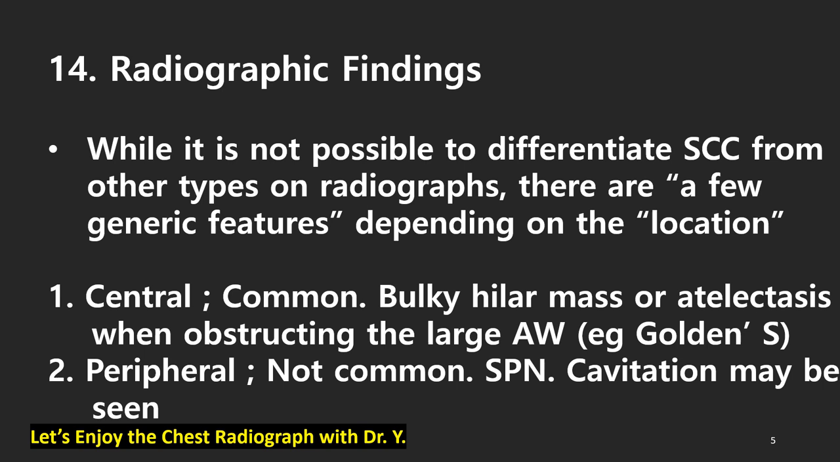Radiographic findings of squamous cell carcinoma. While it is not possible to differentiate squamous cell carcinoma from other types on radiographs, there are a few generic features depending on the location. First, central type: common, bulky hilar mass or atelectasis when obstructing the large airway, for example, Golden's S sign of right upper lobe collapse. Second, peripheral location: not common. Solitary pulmonary nodule; cavitation may be seen sometimes.